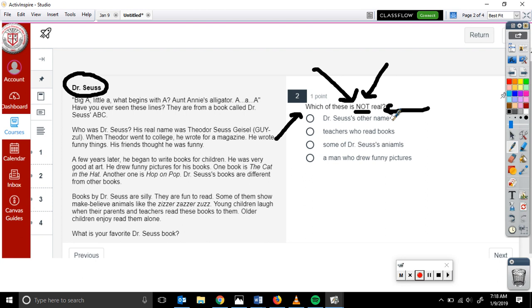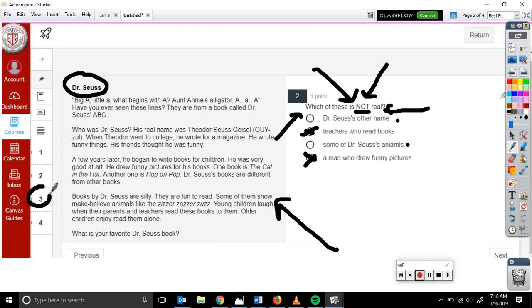Dr. Seuss's other name. Maybe. Teachers who read books. Well, I can tell you right now, Miss Buckle reads you a book every morning, so that's definitely not the answer. Some of Dr. Seuss's animals. Well, I know I've read a few of his books. Some of his animals are a little outrageous. A man who drew funny pictures. Well, no, that's a fact. He drew funny pictures. So did he have another name? Does he have make-believe animals? That is what you're going to have to figure out while you read.